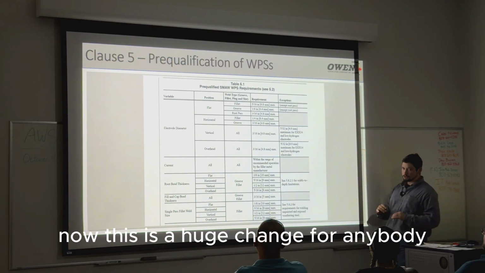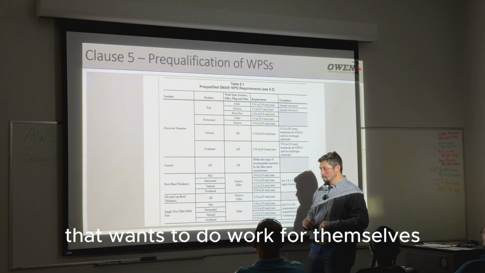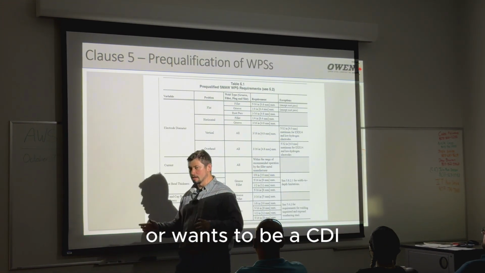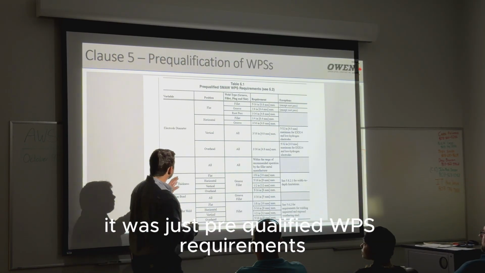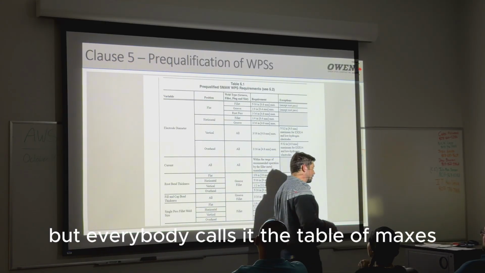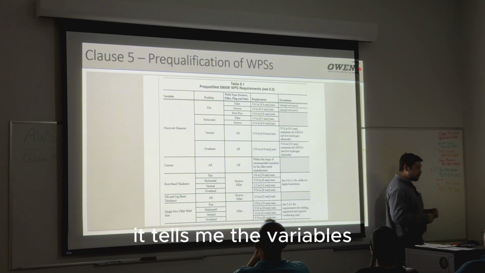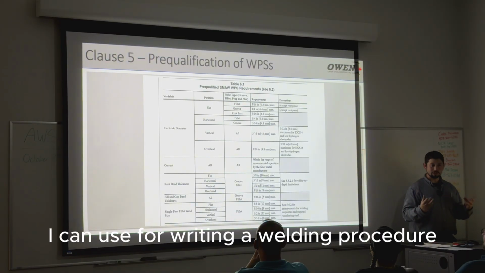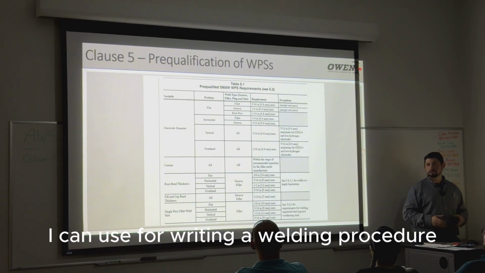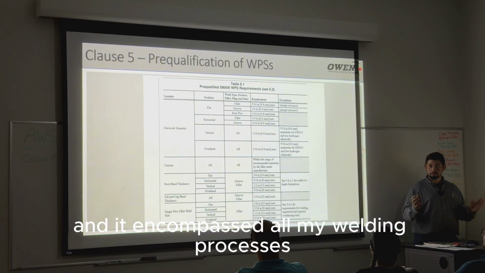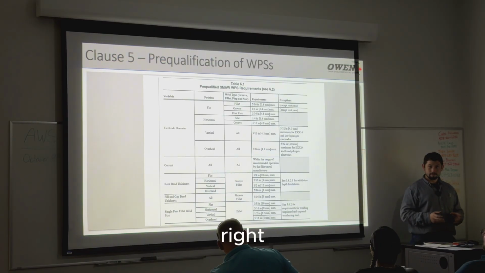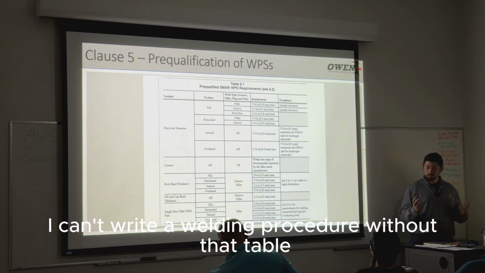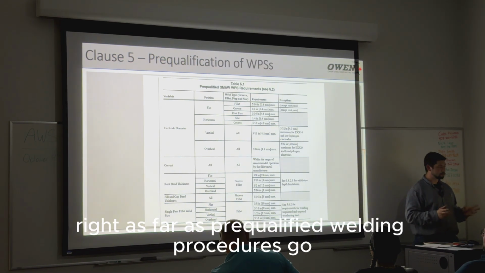Now, this is a huge change for anybody that wants to do work for themselves or wants to be a CWI or wants to be able to write procedures one day. I used to have a table called pre-qualified WPS requirements, but everybody calls it the table of maxes. It tells me the maximum variables I can use for writing a welding procedure. And it encompassed all of my welding processes. That's a pretty dang important table, right? I can't write a welding procedure without that table, right? As far as pre-qualified welding procedures go.